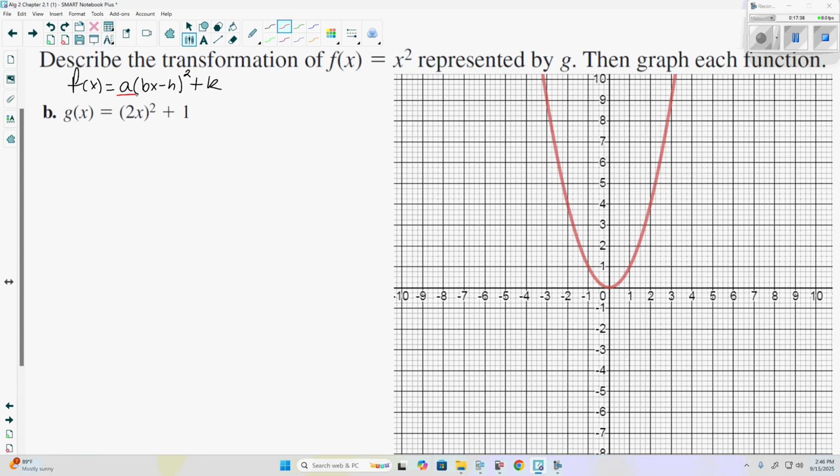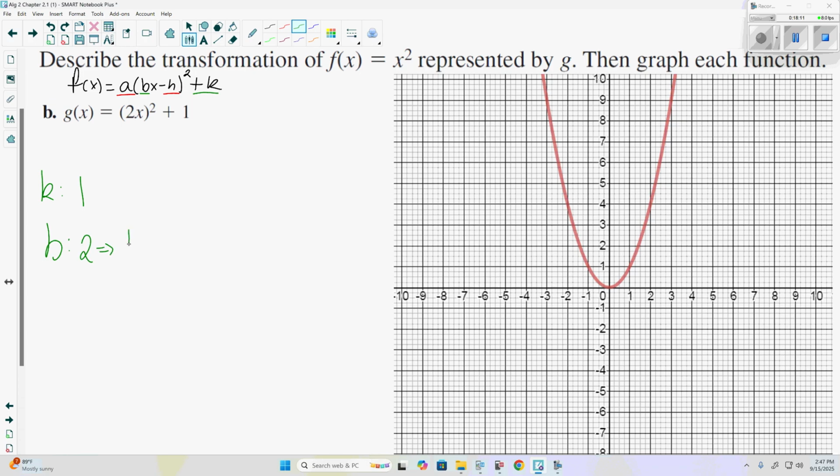So looking at this next one here, do we have a value for A? No. We have 1, but that doesn't really matter. Do we have a value for H? No. Do we have a value for K? Yeah. It is 1. Is it positive 1 or negative 1? Positive 1. Do we have a value for B? Yeah. 2.